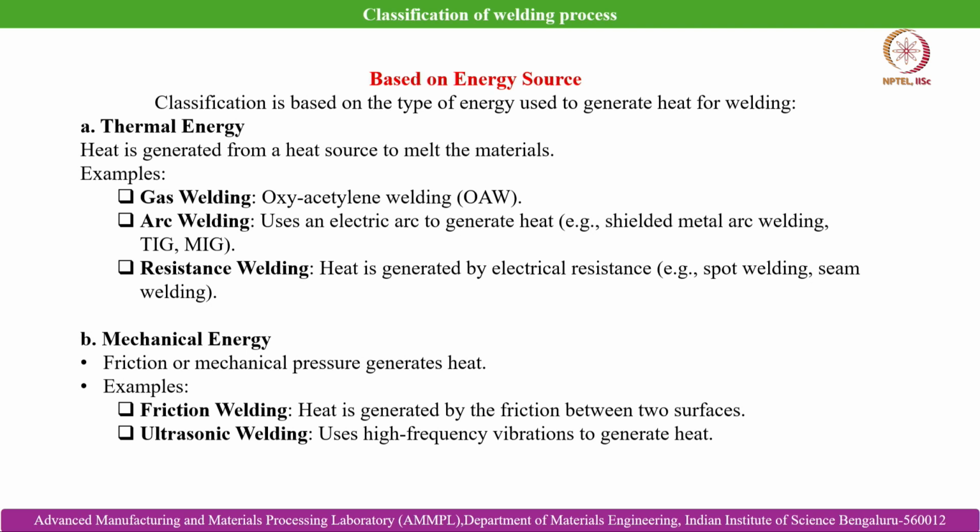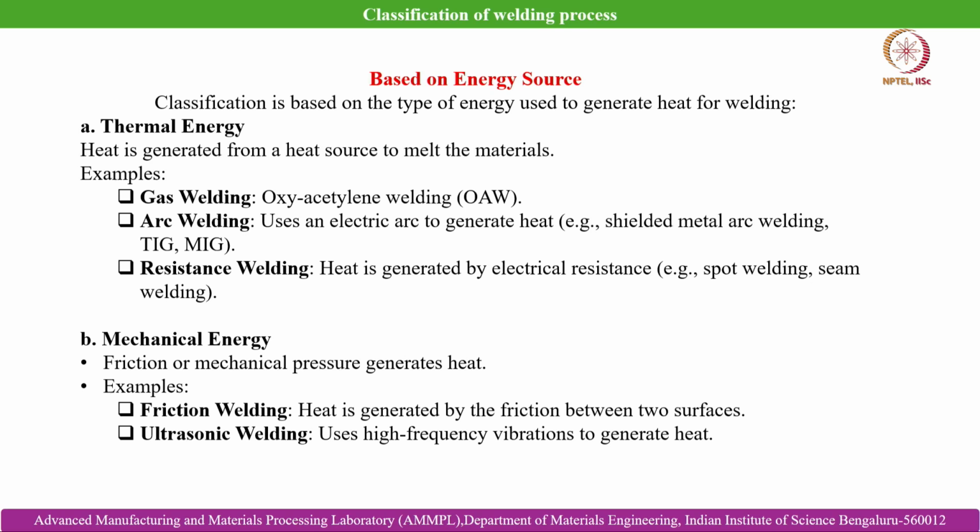So welding can also be classified based on the heat source or the energy source. When we are using thermal energy for welding, we can classify the welding primarily as gas welding, where the example is oxyacetylene welding, and then arc welding. Arc welding can be classified as metal inert gas welding or MIG, tungsten inert gas welding or TIG, submerged arc welding, shielded metal arc welding, and so on. And then the resistance welding, when we are utilizing the heat generated by the electrical resistance, that is spot welding and resistance seam welding.